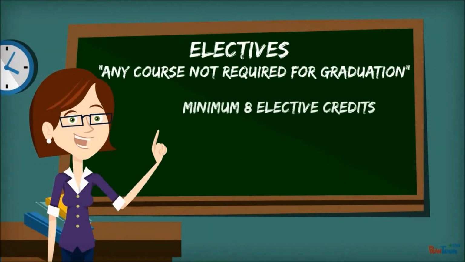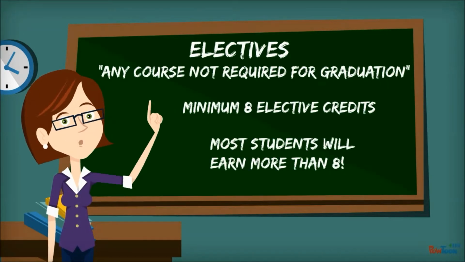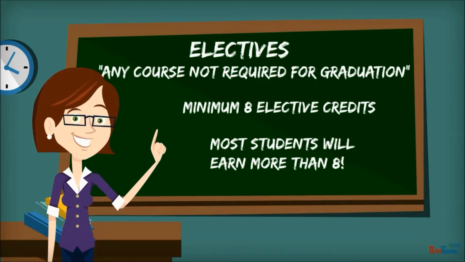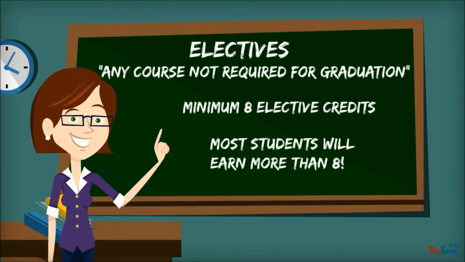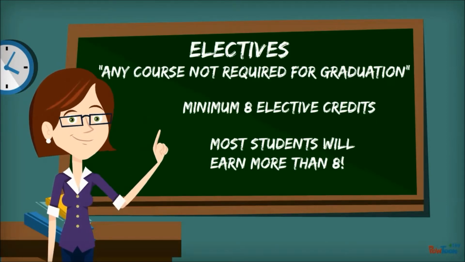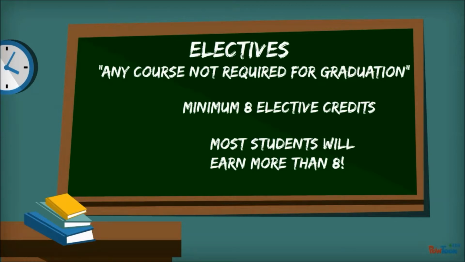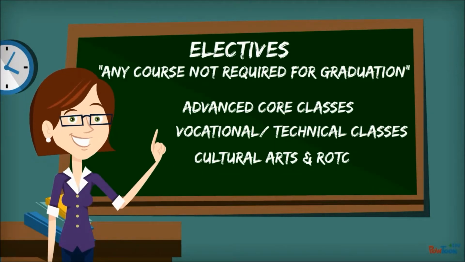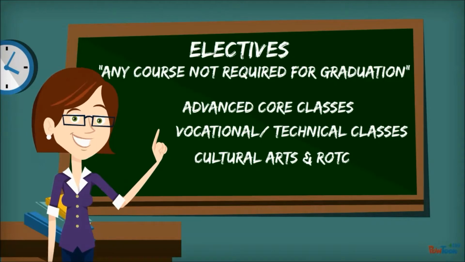Beyond the foreign language, the elective courses are considered any course or courses not required for graduation. Students will earn a minimum of 8 elective credits. However, most students will earn many more than 8 credits by the time they graduate. Electives can be courses in the core area subjects that are advanced, or in the vocational technical areas or the cultural arts.